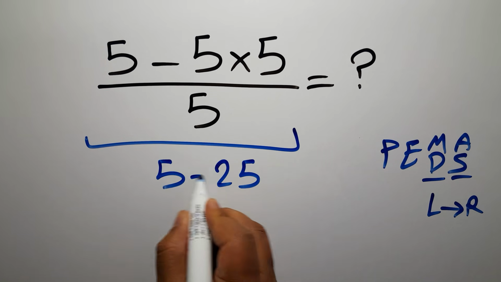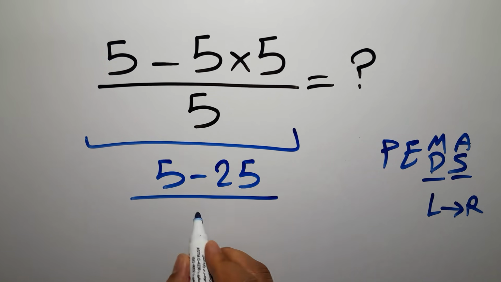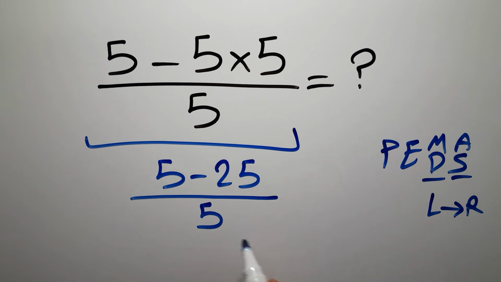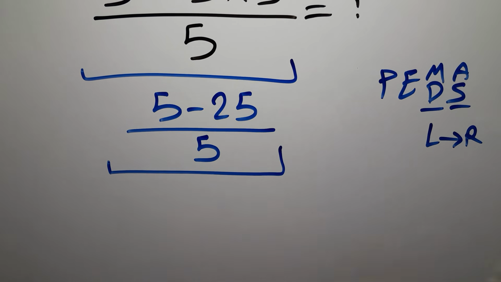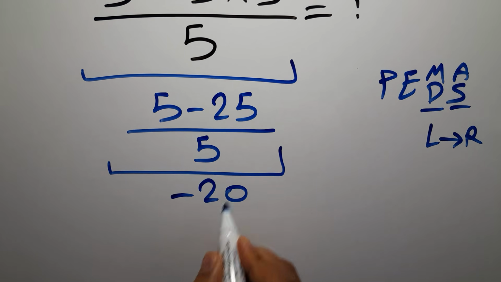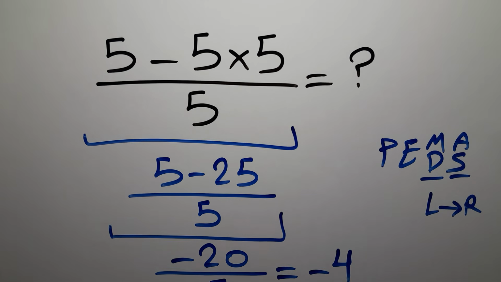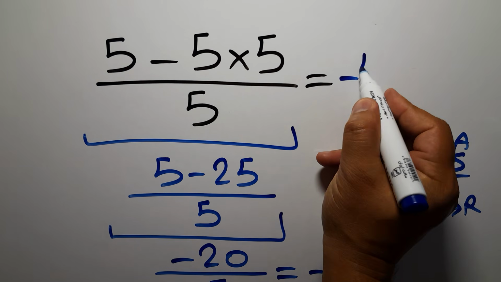So 5 minus 25 over 5. 5 minus 25 gives us negative 20. So negative 20 over 5. Negative 20 over 5 is just negative 4. And this is our final answer to this problem. The correct answer is negative 4.